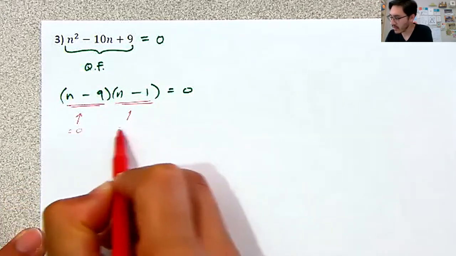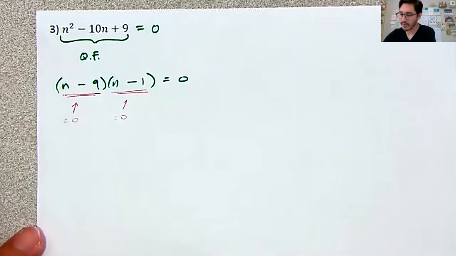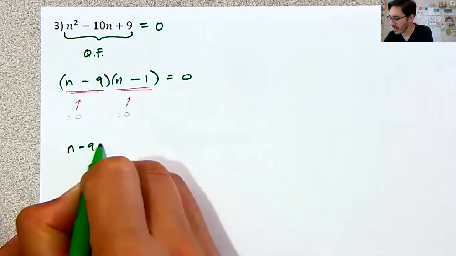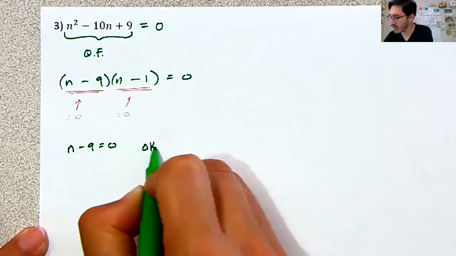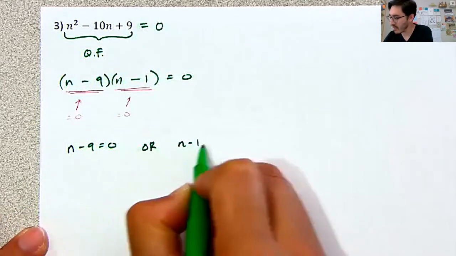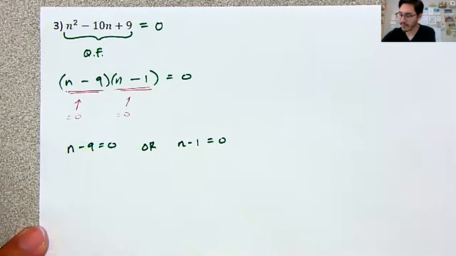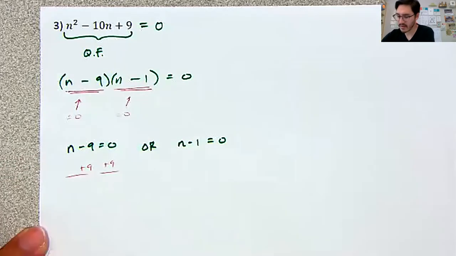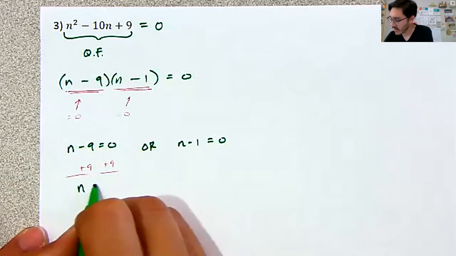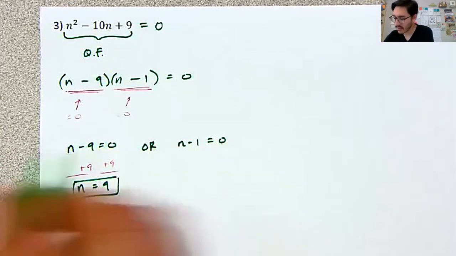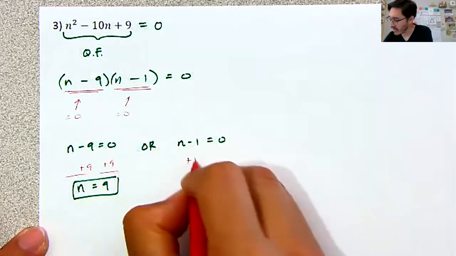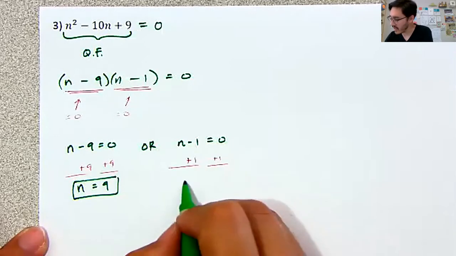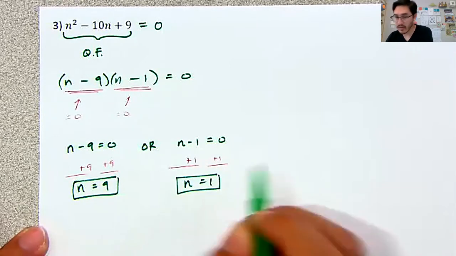So one of those expressions has to be 0. All right, so maybe it's n minus 9, which is equal to 0, or maybe it's n minus 1, which is equal to 0. So let's add 9 there. Get n equals 9. Let's add 1 here. And we get n equals 1.